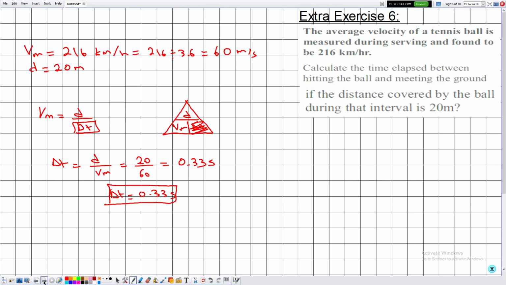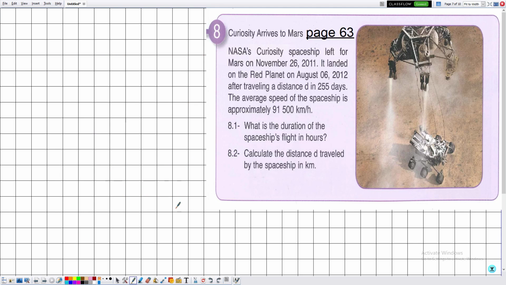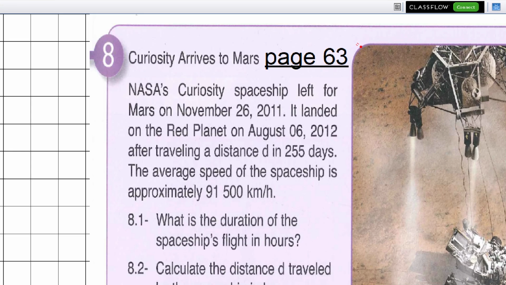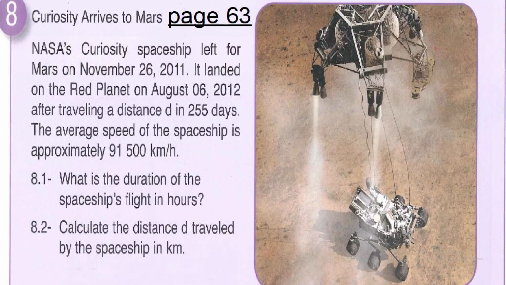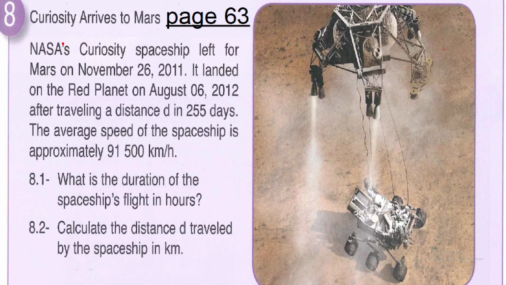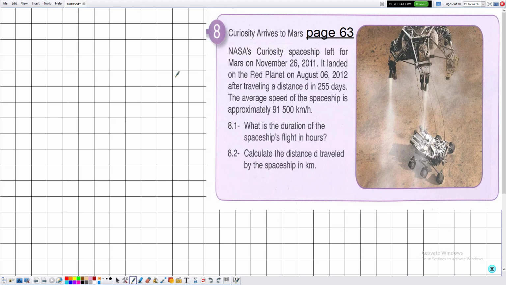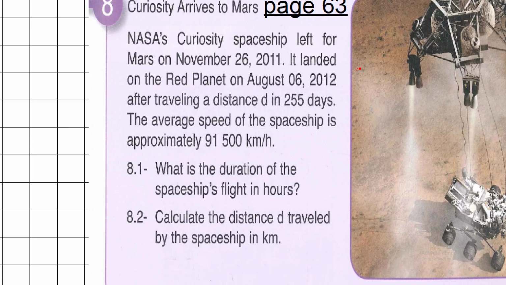And now let's move to the next exercise, from the textbook, page 63, number 8. Curiosity arrives to Mars. In the following document they are showing us NASA's Curiosity spaceship left for Mars on November 26, 2011. It landed on the red planet on August 6, 2012, after traveling a distance d, which is an unknown, in 255 days.